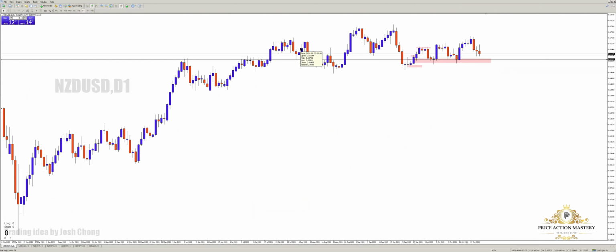Now this is the New Zealand dollar. When you draw a trend line, if you like trend lines, you can draw it. For this, you can see that the market is in a range, in a channel. This is personal, but usually this channel will break downside. I'm looking forward to the market breaking down.